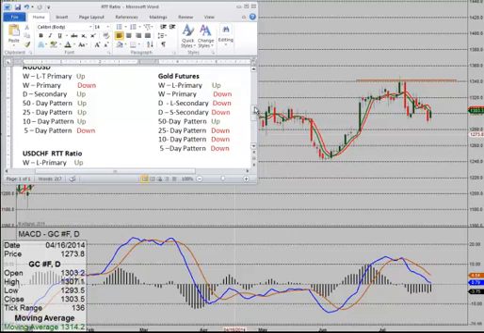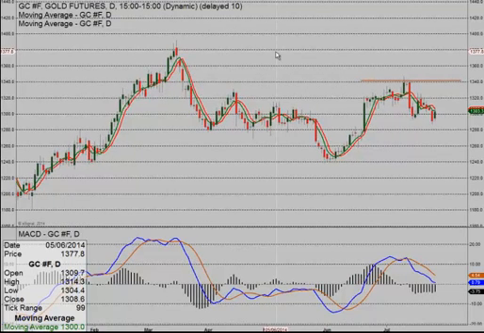Here's our RTT ratio for the gold. Look at all those patterns pointing south. You still have that 50-day up. On the other hand, if you trade the shorter term patterns, you'd be selling rallies. The majority, the 10 through 50 day, you take those, the 10, 25, 50, the majority of patterns, 2 out of 3, they're down. So from our perspective, we're still selling rallies in the gold.